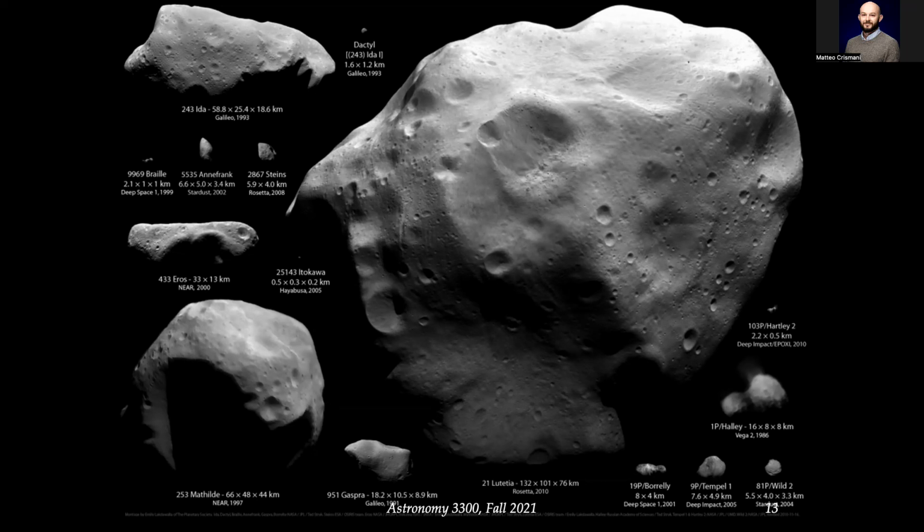This is the spacecraft that went to Eros. Hayabusa went to Itokawa. This is the little tiny, tiny one. These are, of course, all to scale as well. There's Lutetia even closer. Gorgeous, right? That's from the Rosetta mission.